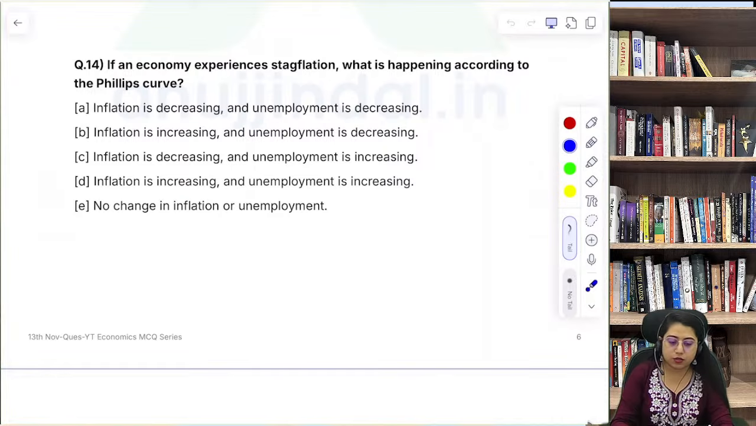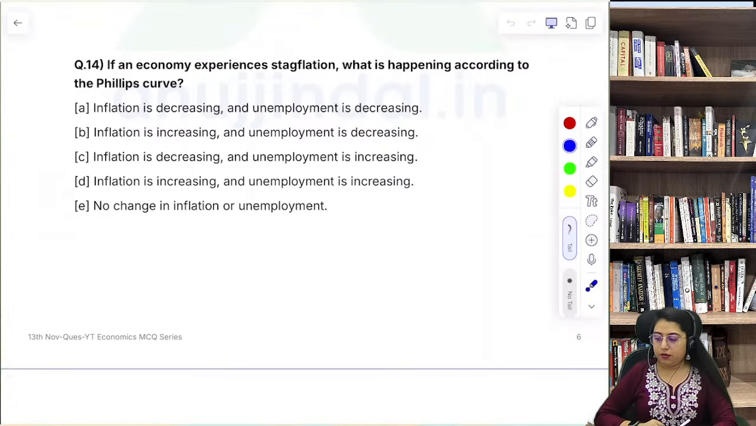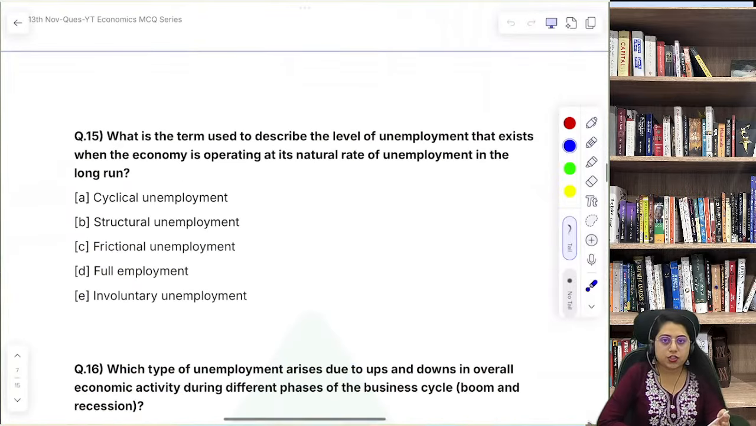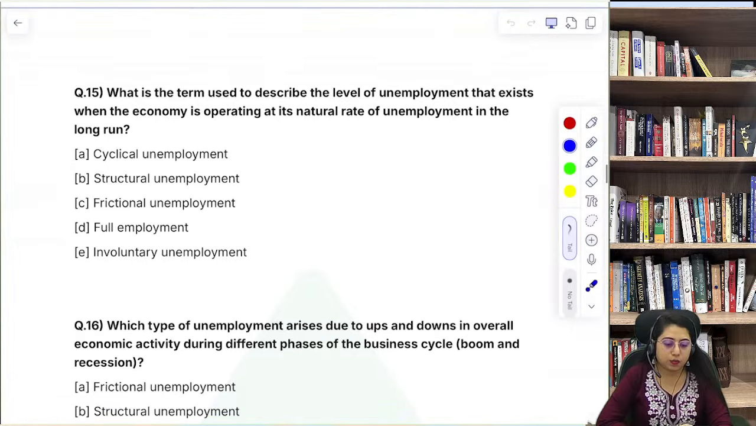What do you think is the right answer for question number 14? Lahiri, yes. The right answer is option D. Inverse relation between inflation and unemployment is the Phillips curve. Correct, Himanshu. So deflation, disinflation, inflation and stagflation. Answer all these in the comment section. Himanshu, Lahiri, Anjali, Roman, I want all of you to answer this in the comment section.